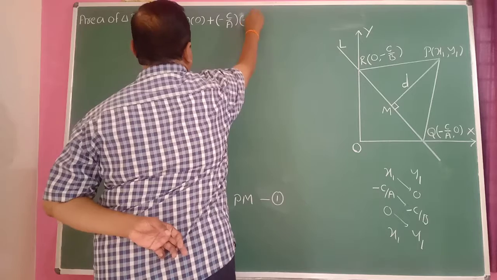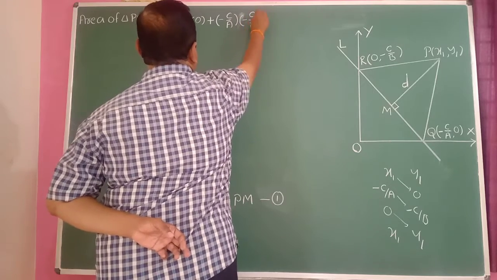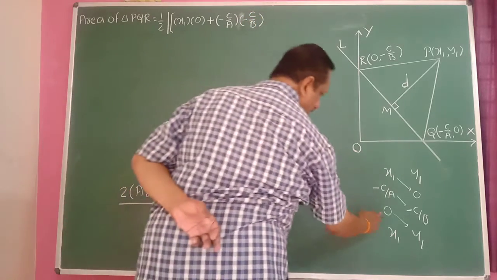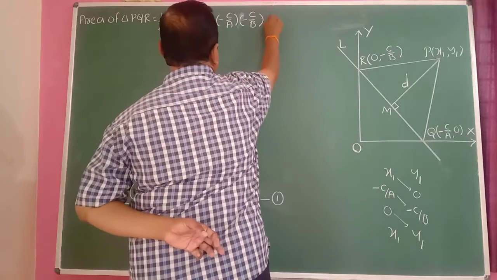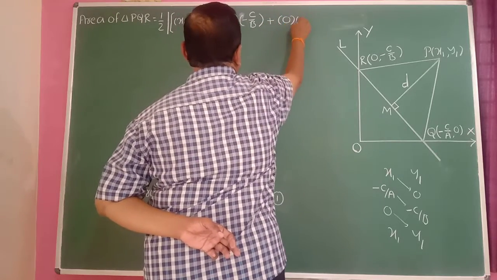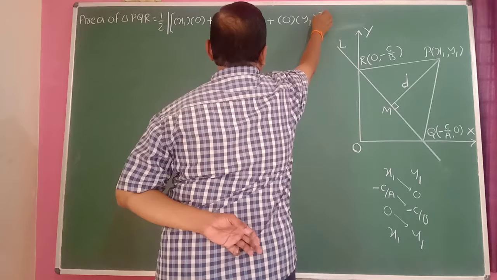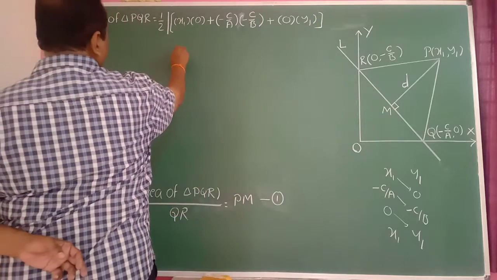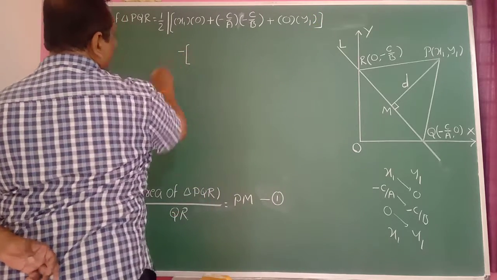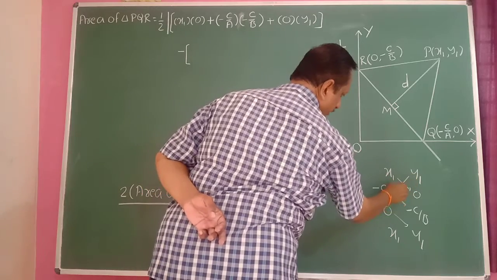into minus c divided by b. Then this into this plus 0 into y1, bracket complete. Then the minus of again into bracket. Then multiply in this order.